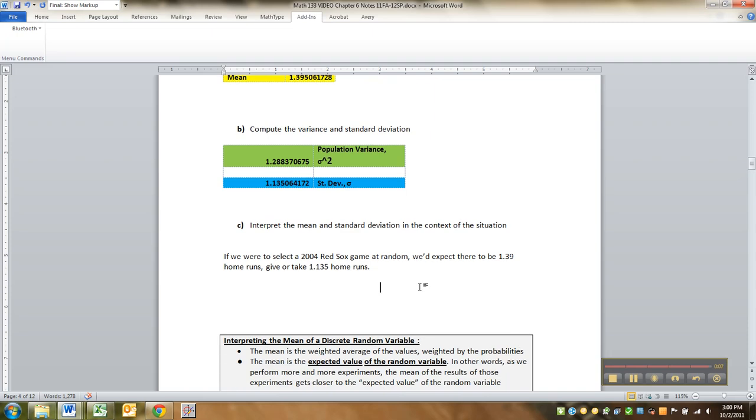All right, that's the mean and standard deviation. Expectation is really important here, and that's what we're going to talk about in the next video.